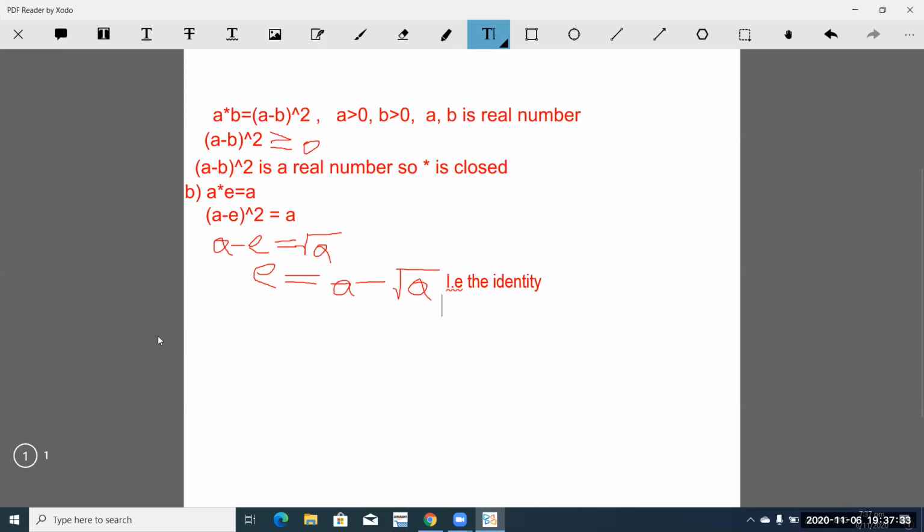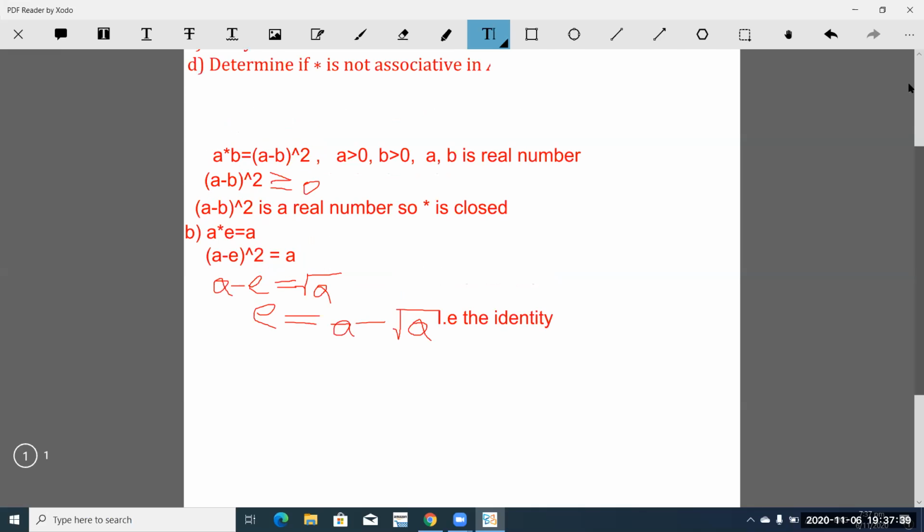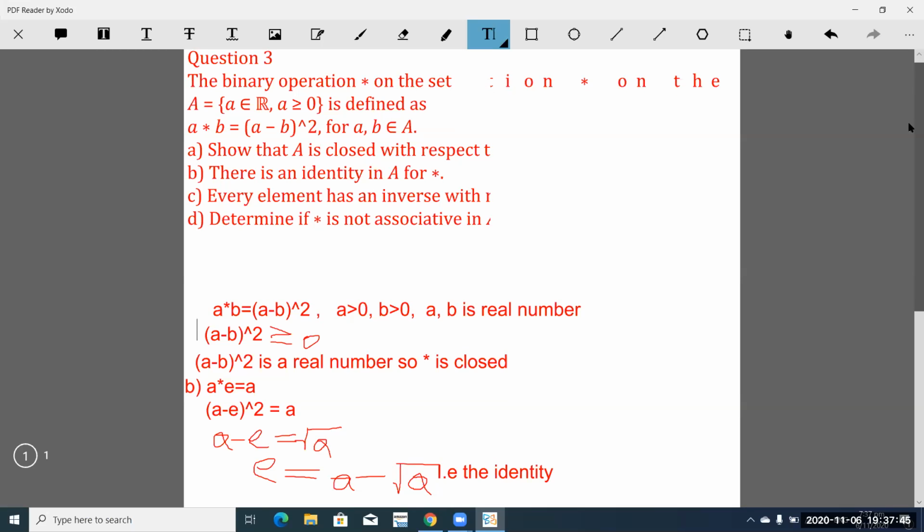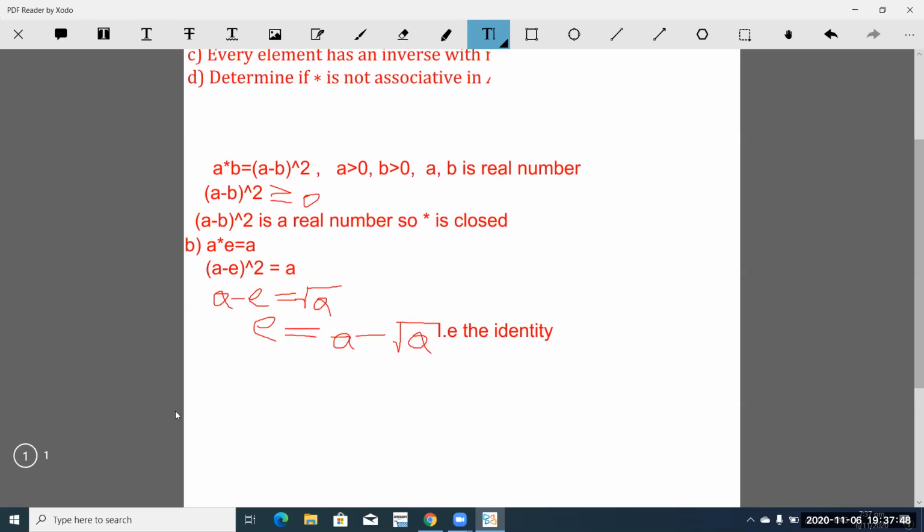All right. Now let's look at part C. Part C wants us to find the inverse. How are we going to find the inverse? What's the equation we solve for to find the inverse? A to the negative 1. I don't like to really say A to the negative 1. Let's call it I for now. So we're solving A star I equal E. All right, so that's the formula we use to find the inverse.